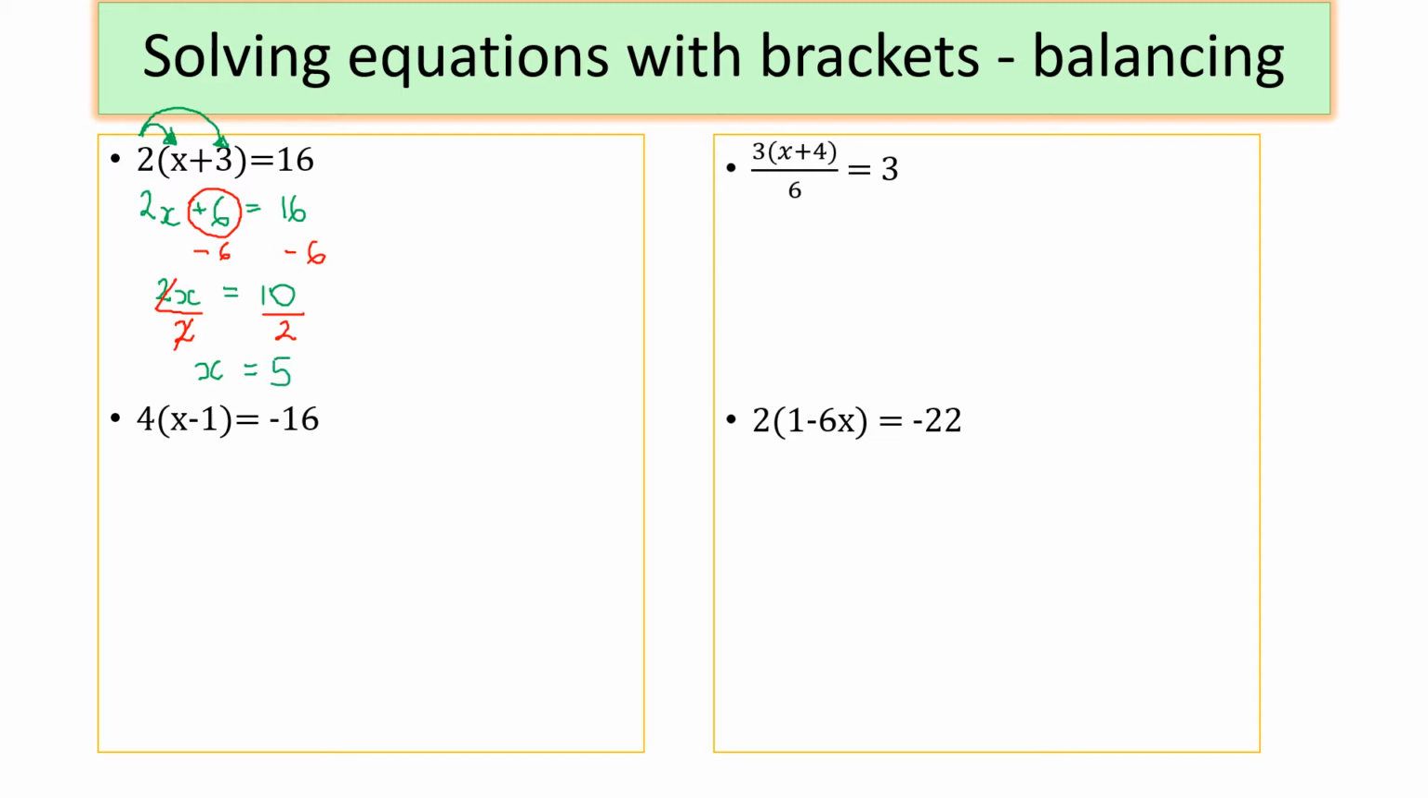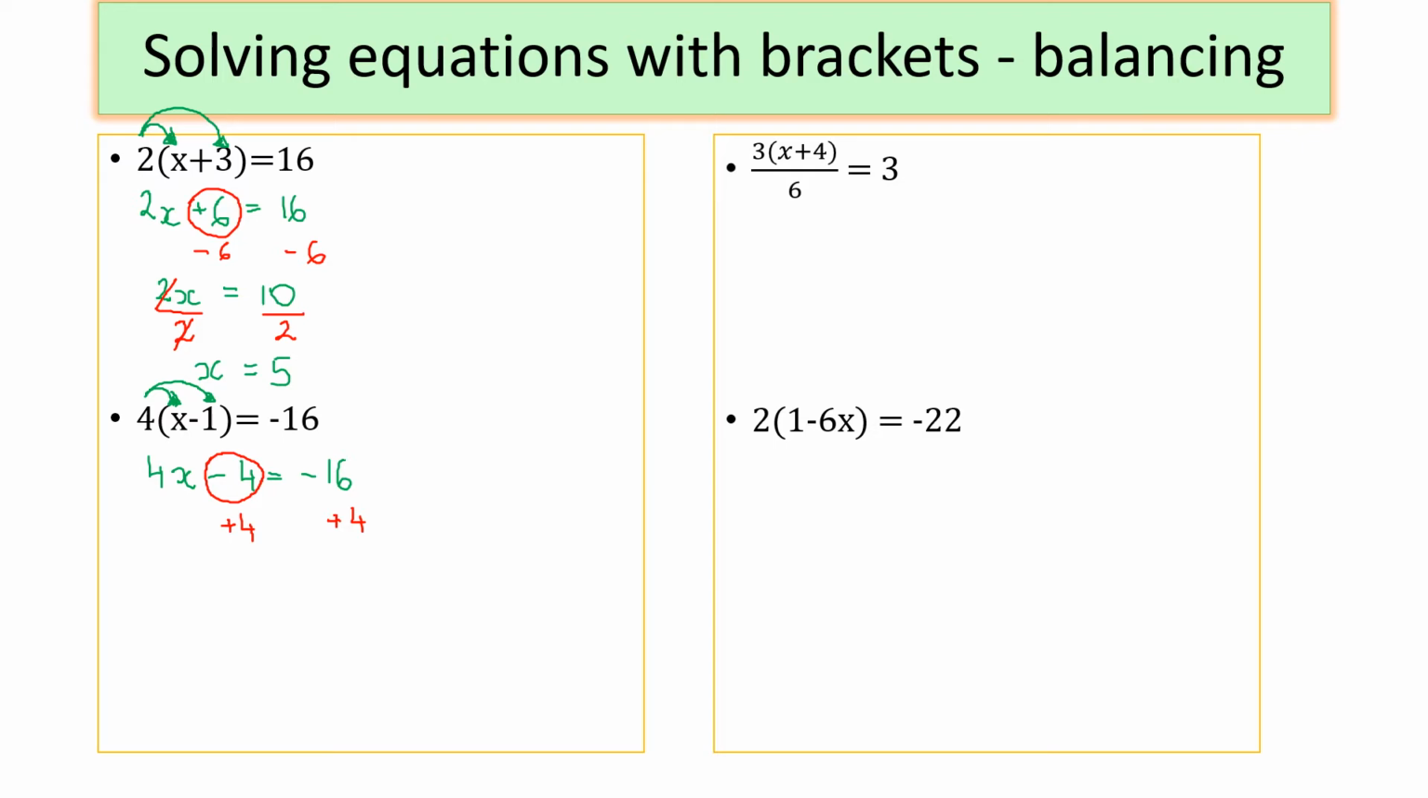In the next example, again, I'll multiply out. So I have 4x, and 4 times negative 1 is negative 4. That is equal to negative 16. Now to get rid of the take away 4, I add 4. Remember to do the same to the right hand side.